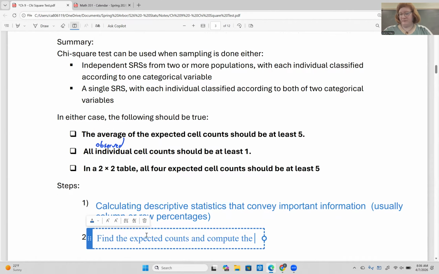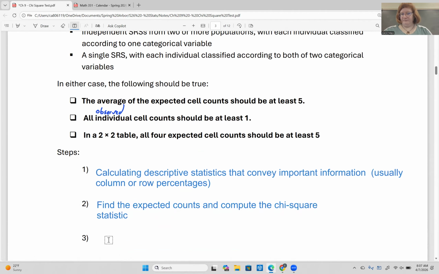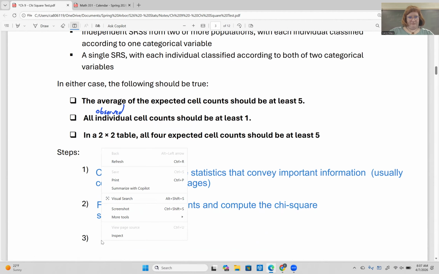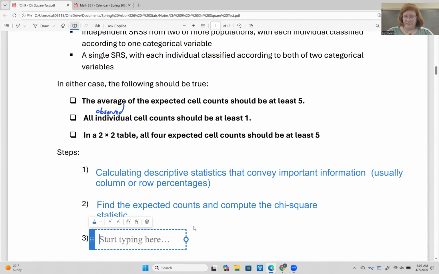and compute the chi-square statistic. So each cell has an expected count. So then each cell has the observed minus expected squared over expected. Step 3, compare the chi-square statistic to the critical values for the chi-square test.